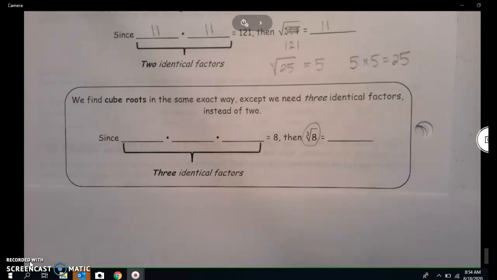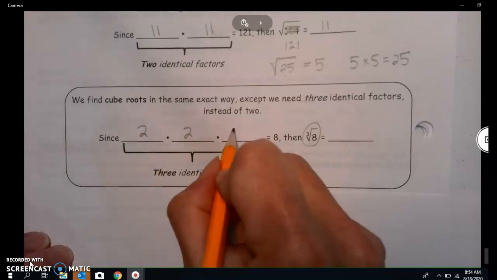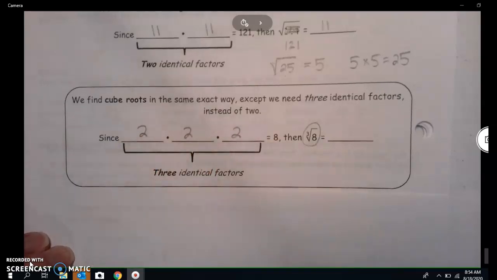So in your head, you have to think, what times what is 8? But those numbers all need to be the same. So you need three identical factors or triplets. So we know that 2 times 2 times 2 is 8. So therefore, the cubed root of 8 equals 2. So that's what we're going to be working on today.